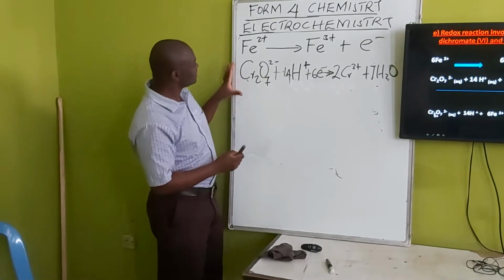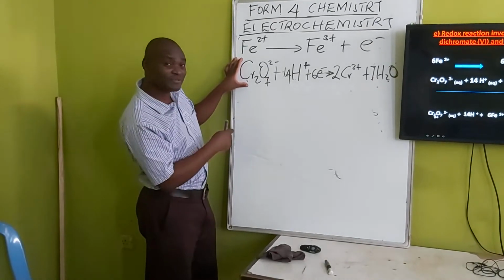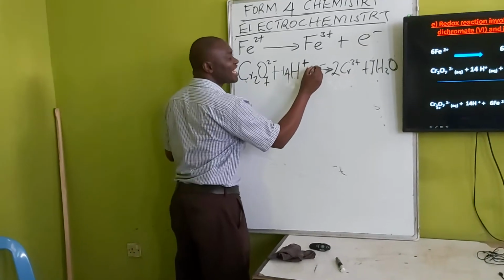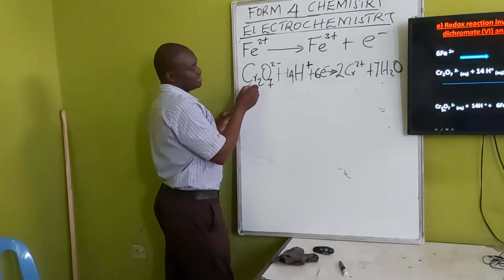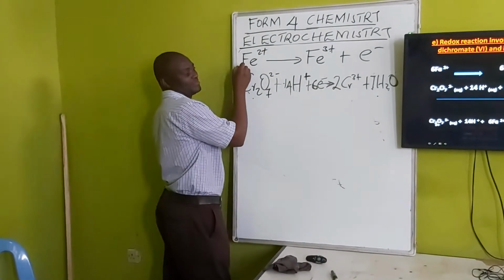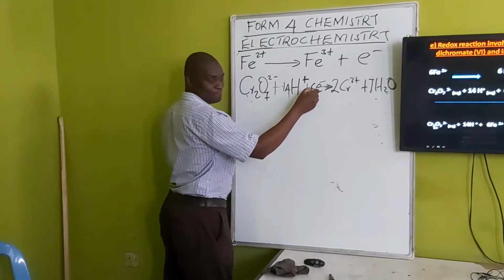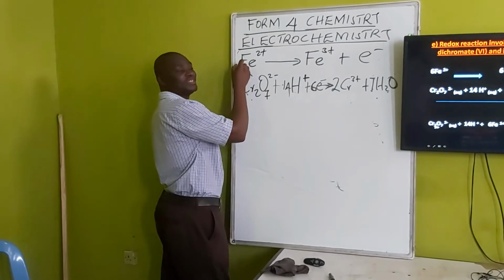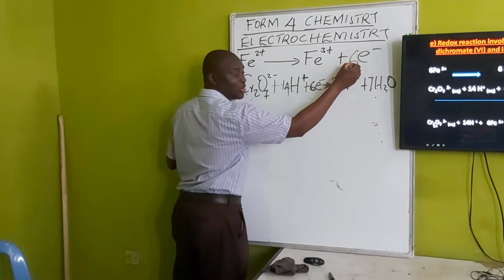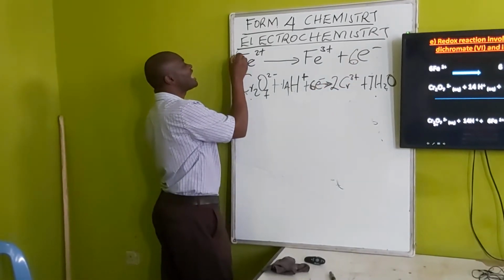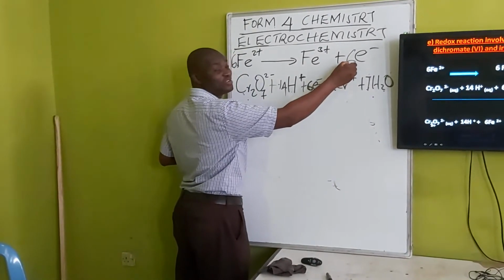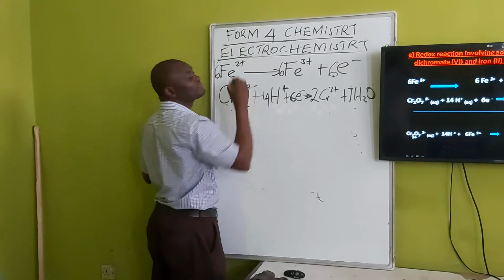We are through with that. Now this equation is balanced in terms of atoms and in terms of charges. Then, if 6 electrons are gained by the dichromate ion, it means 6 electrons must be lost by the iron(II). If 6 electrons are lost, then we need 6 iron(II) ions to lose 6 electrons to form 6 iron(III) ions.